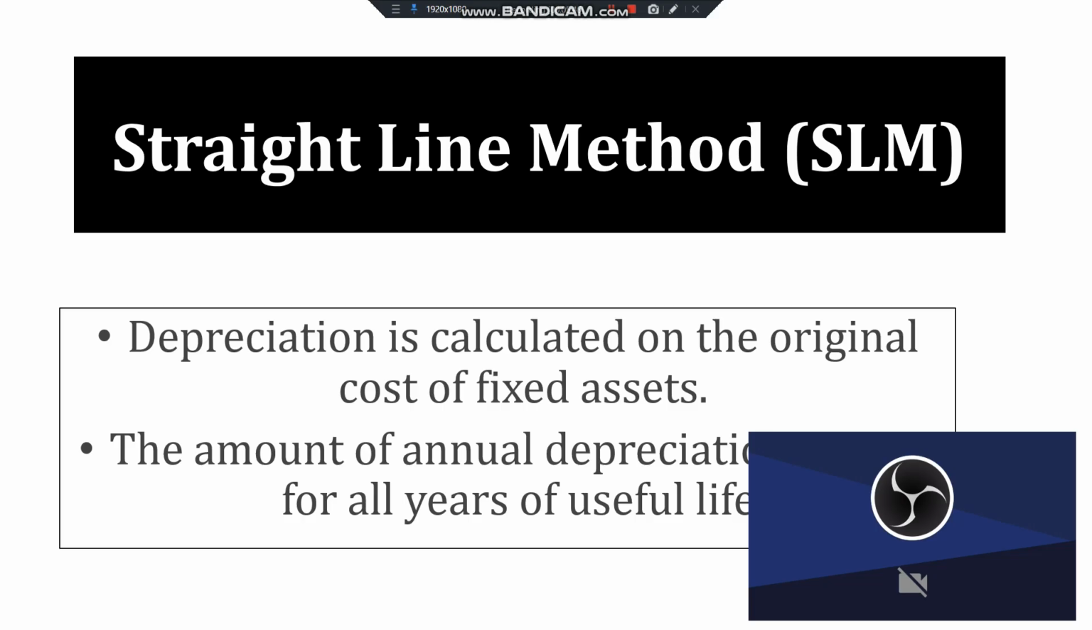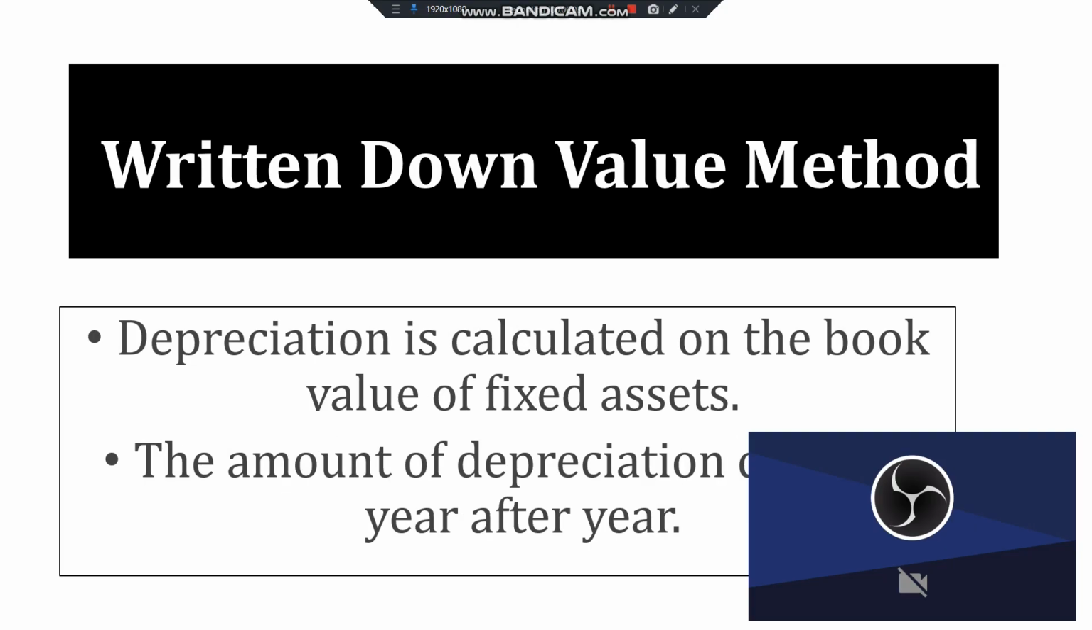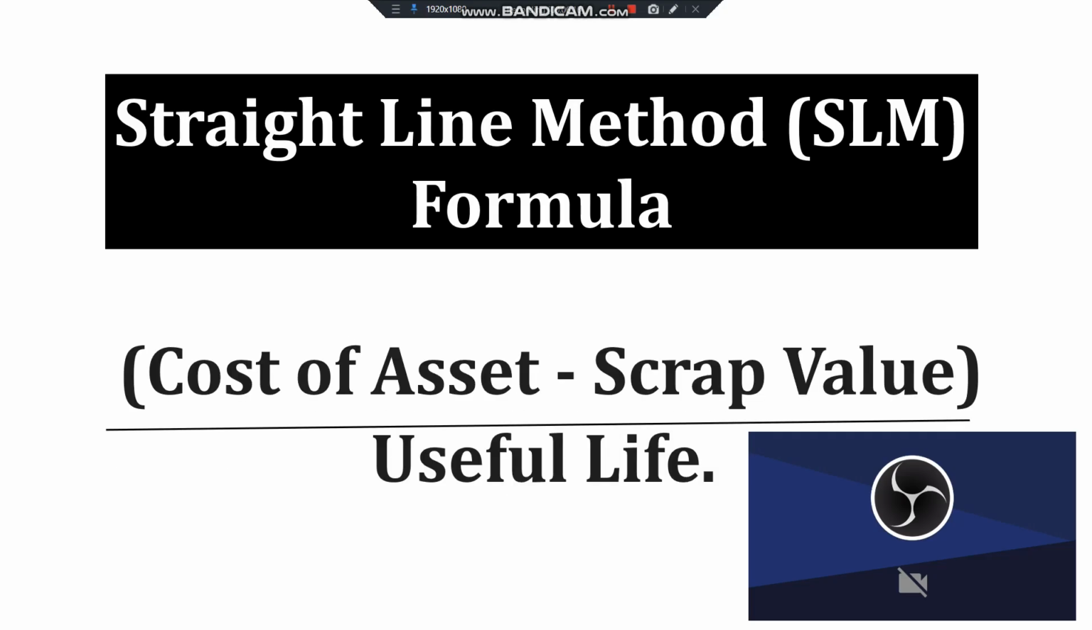Suppose a company purchases an asset with an expected useful life of 5 years, then every year the same depreciation amount will be added into the depreciation account. There will not be changes in the depreciation value. But in the written down case, the depreciation amount will differ every year based on the written down value of the fixed asset. So let's get into the formula to understand it better.